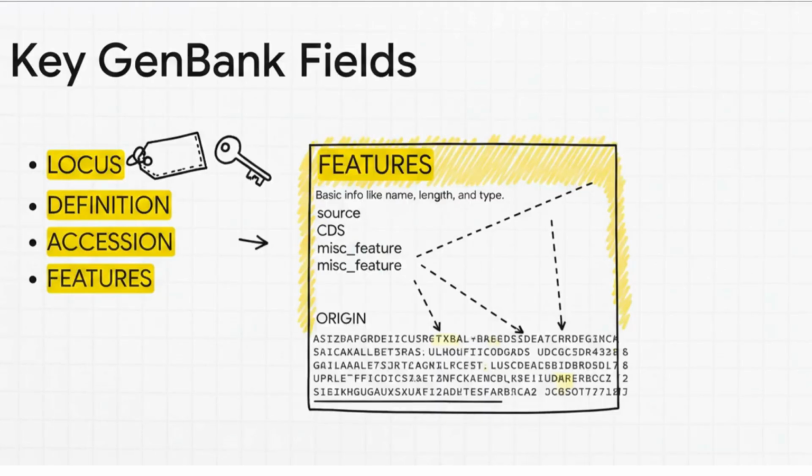Let's just quickly break that down. LOCUS is your high-level summary. The accession number is what you'll use to look up this exact entry forever. But seriously, pay attention to that features table. This is what makes GenBank so incredibly powerful. It maps out everything from coding sequences or CDS to regulatory regions, telling you exactly where they are on the sequence that's listed in the origin section.